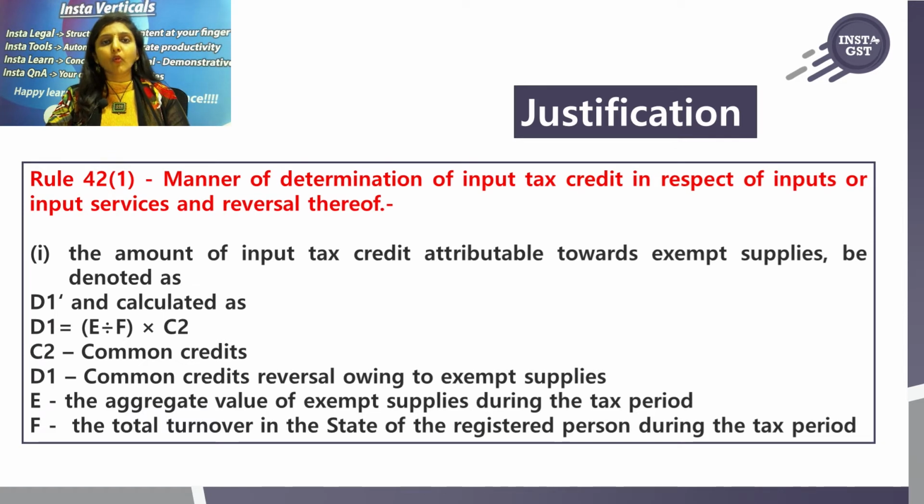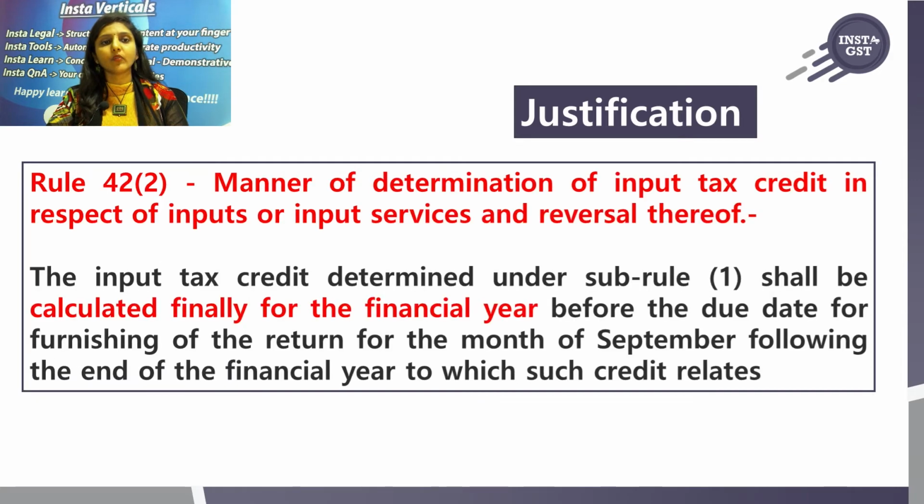Again, the rules provide for the manner of how the ITC needs to be reversed. It's a simple formula, very logical, in the ratio of exempt and the total turnover. And this computation needs to be done on a month-on-month basis, and finally it should be computed on a yearly basis, and the adjustment thereof should be made within September of the following year.